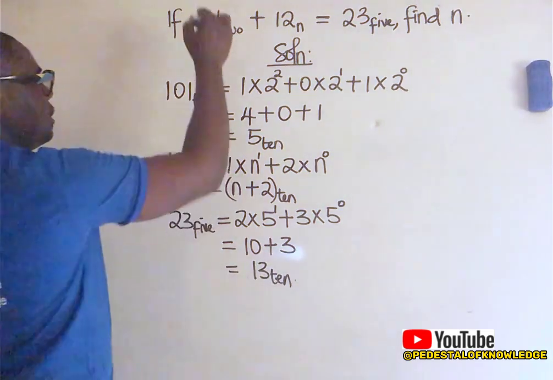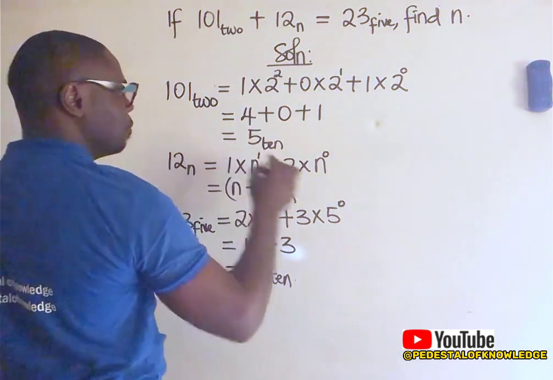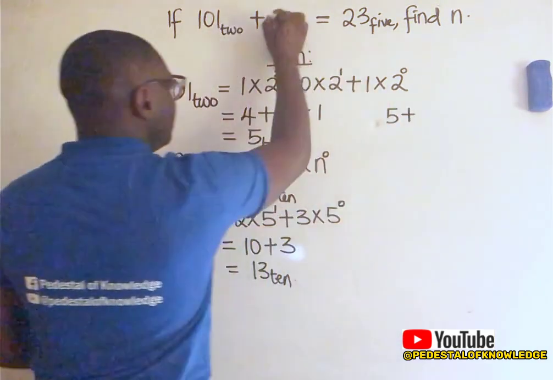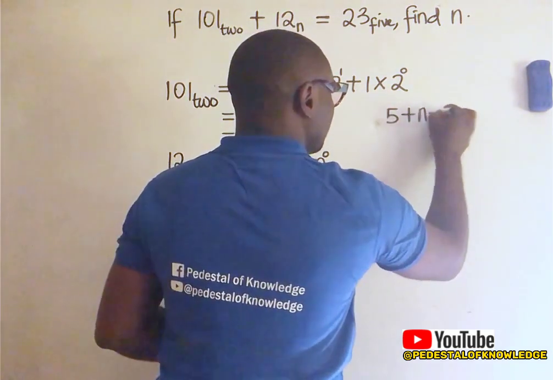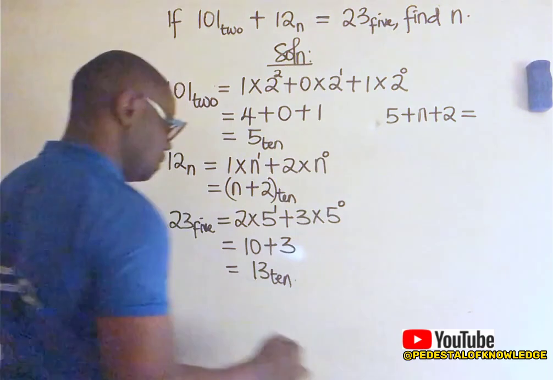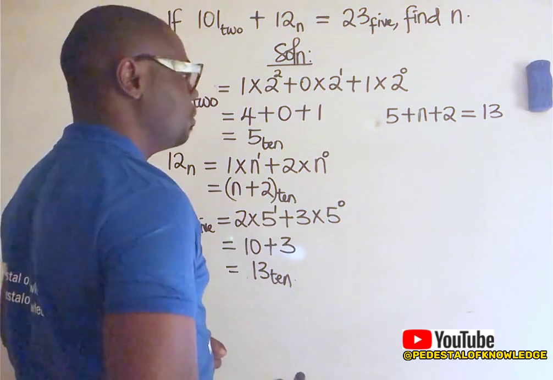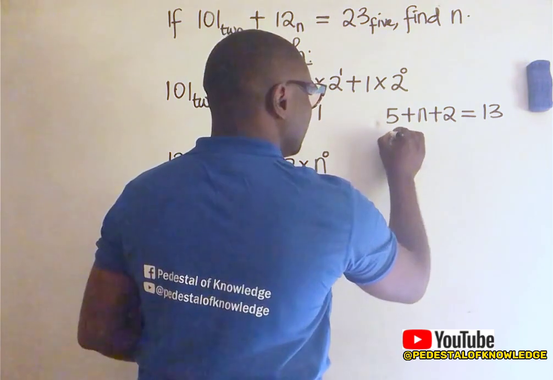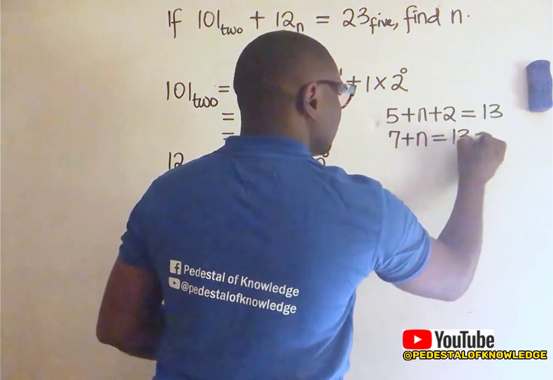So that means that this equation can now be written as: the whole of this in base 2 is equal to 5 base 10. So we have 5 plus the whole of this in base n, which is equal to n plus 2 in base 10, is equal to the whole of this in base 5, which is equal to 13 in base 10. So we now solve it. Now 5 plus 2 is equal to 7. So we have 7 plus n is equal to 13.